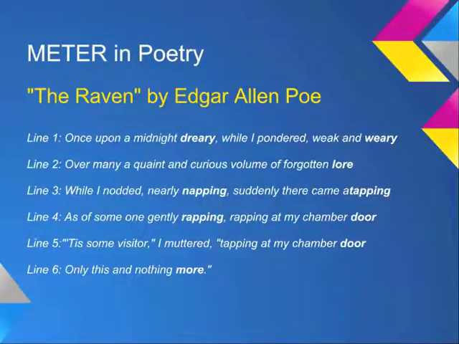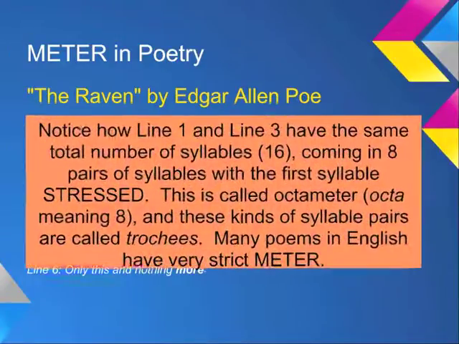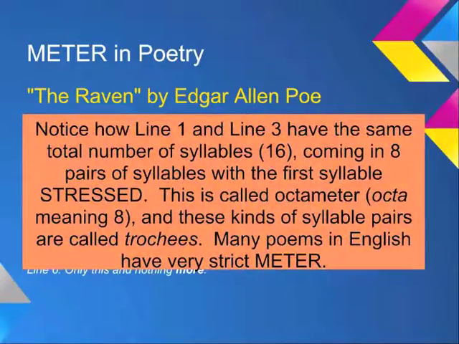For example, in poetry, in this poem, The Raven, by the famous American author Edgar Allan Poe, you will notice that there is a very specific structure to how this first part of the poem goes. Now, we will notice how lines 1 and 3 have the same total number of syllables, which in this case is 16. And they come in 8 pairs of syllables with the first syllable stressed. Now, this has a specific name called octameter, octa meaning 8. And these kinds of syllable pairs are called trochees.